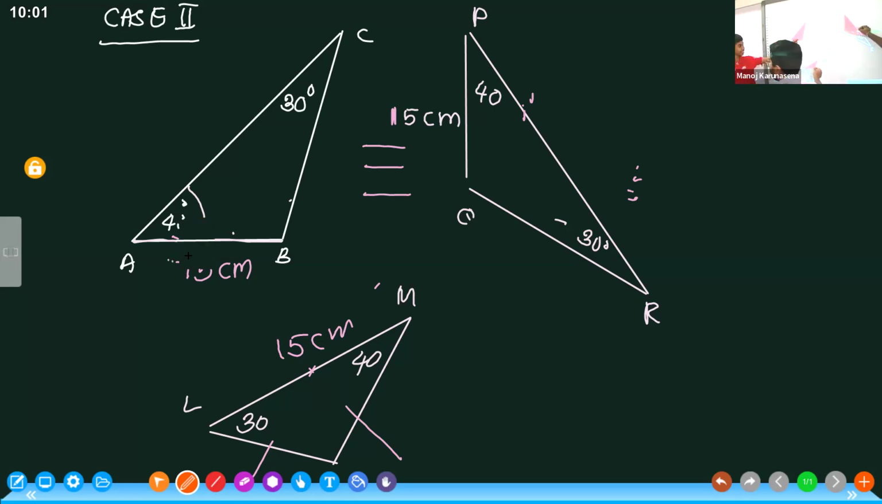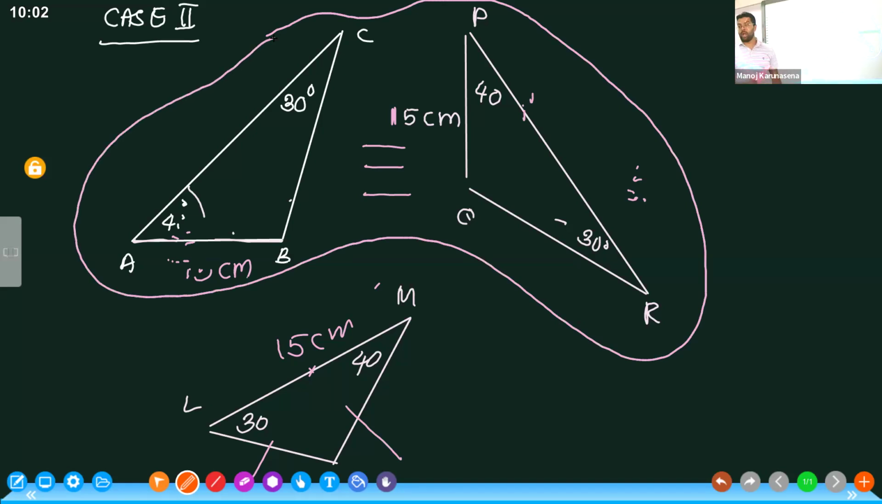Now let's consider all these three triangles together again. Look, these two triangles were controlled, kids. Now these two triangles, the first two triangles, got congruent to one another. Does this one become congruent? No. These become congruent.